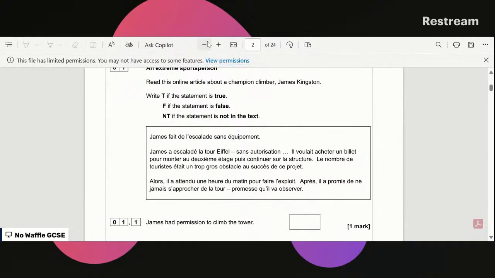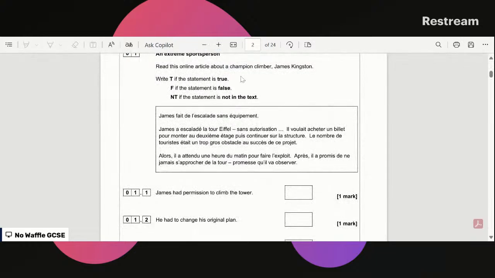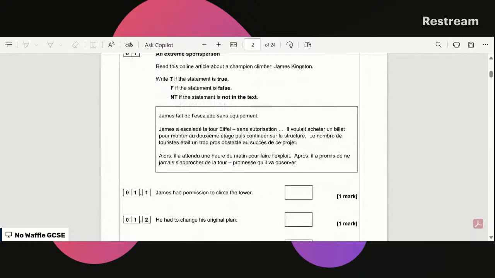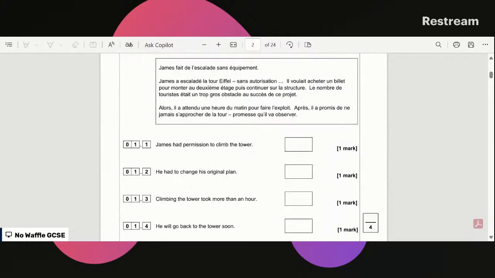So, an extreme sports person. Read this online article about a champion climber, James Kingston. Write T in the statement if it's true, F if it's false, and NT if it's not in the text. So, James had permission to climb the tower. You've got James a escalade la tour Eiffel sans autorisation. So sans means without authorization. So it's going to be the first one. So it's going to be false, sorry, without.